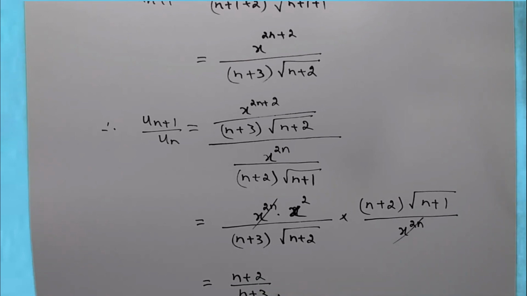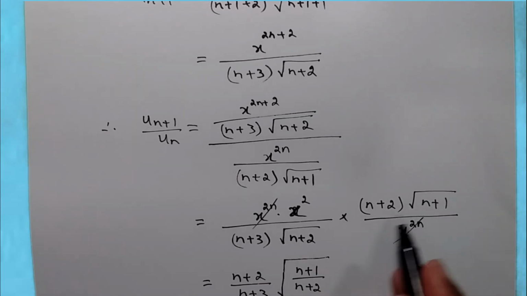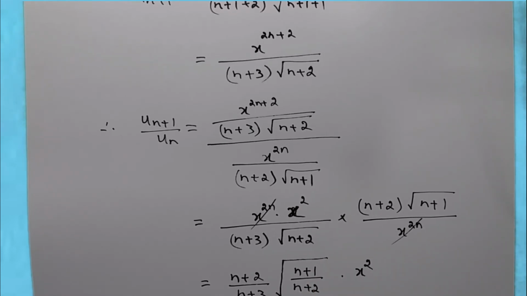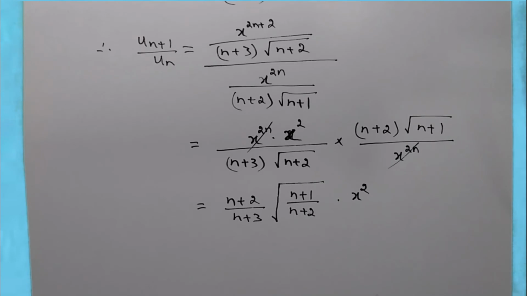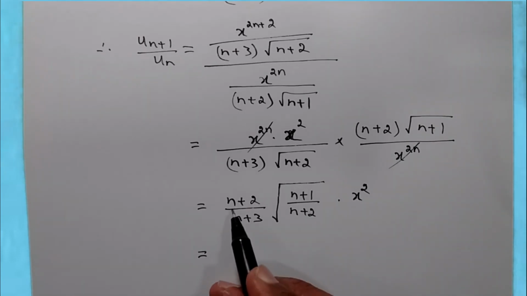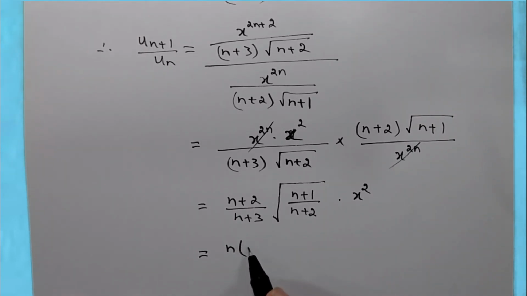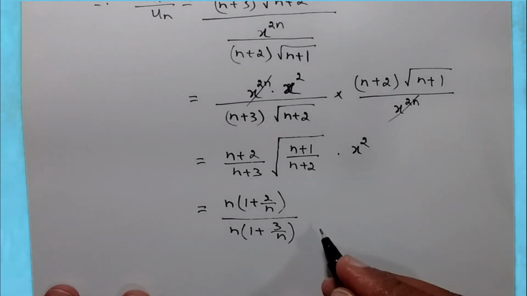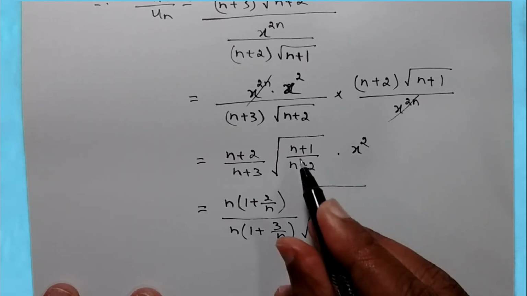The square root values I'll take separately: square root of n plus 1 divided by n plus 2. I have grouped the square root values, into x square. Which will be equal to, if I take n common from here, I'll be getting 1 plus 2 by n whole divided by, if I take n common from here, 1 plus 3 by n. Under root also I will take n common.